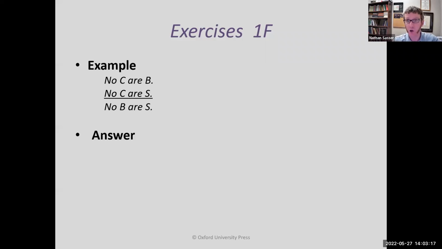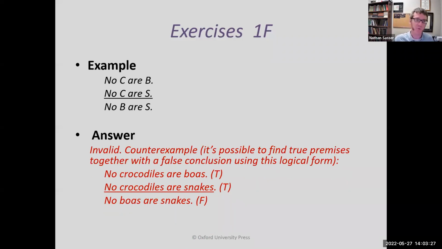There may be lots of cases where the premises are true and the conclusion is true. You'll be able to come up with those too, but you'll also be able to come up with one that makes the conclusion false. For example, you plug in crocodiles, boas, and snakes. No crocodiles are boas, true. No crocodiles are snakes, true. Therefore, no boas are snakes, false, absolutely not.